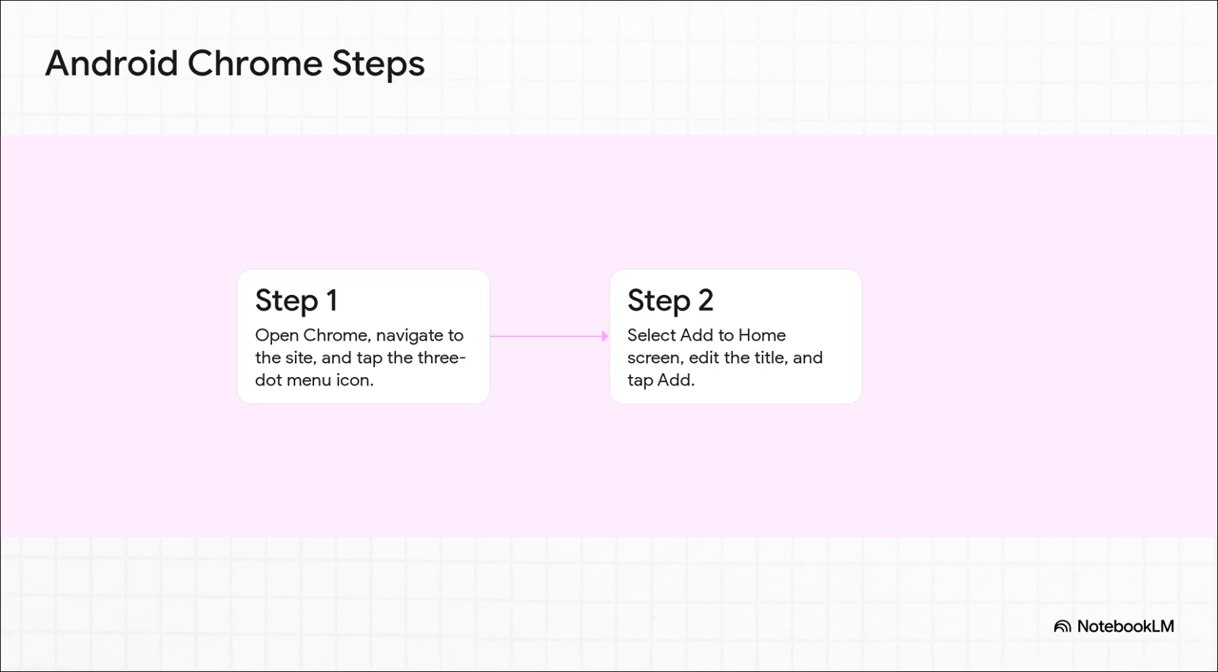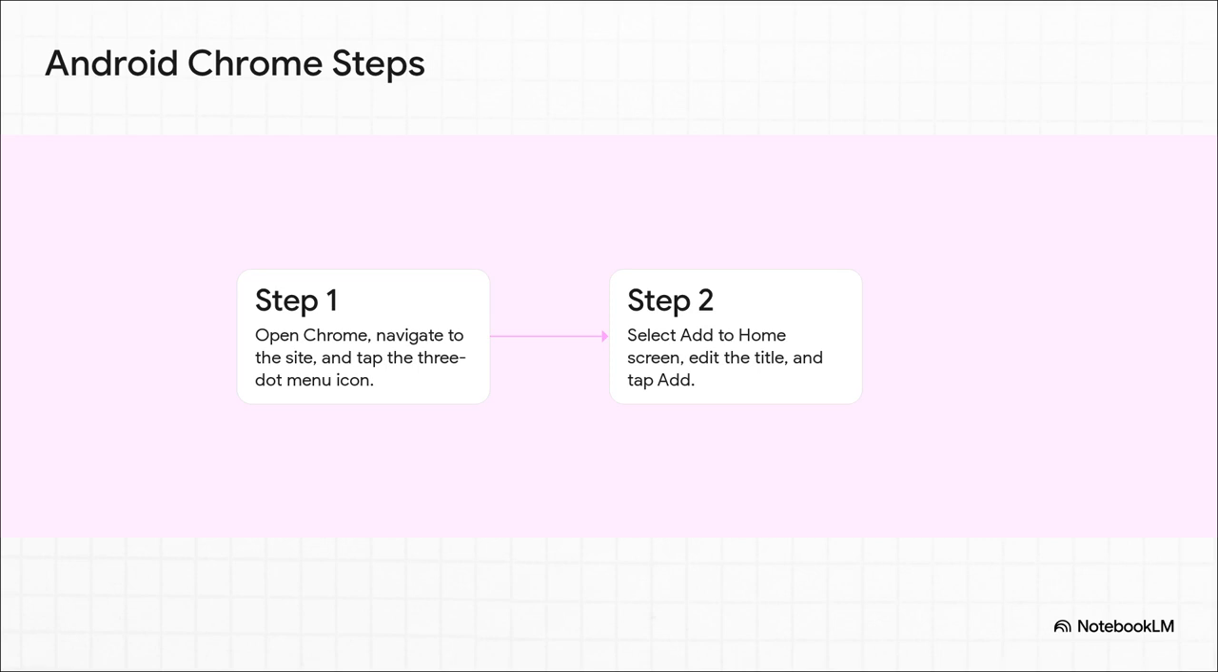Step 1, just open up Google Chrome and make your way over to idiombridge.com. Once the site is fully loaded, cast your eyes up to the top right corner of your screen. You're looking for that classic three-dot menu icon. Go ahead and tap that. Now for Step 2. Scan down that menu until you see the option that says Add to Home Screen.